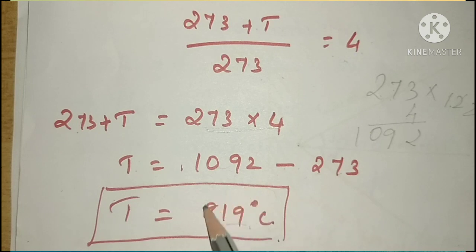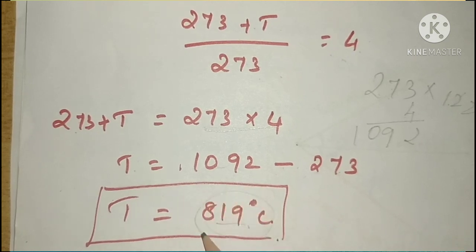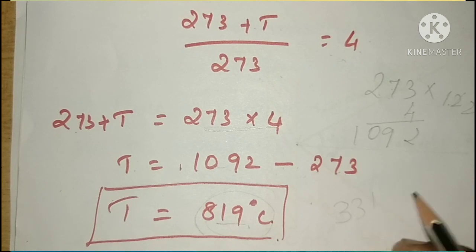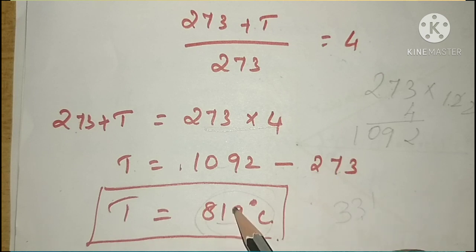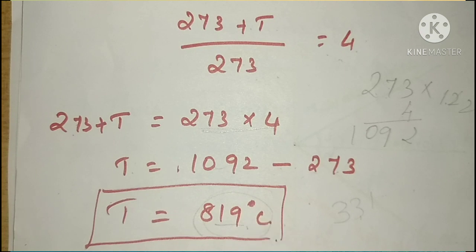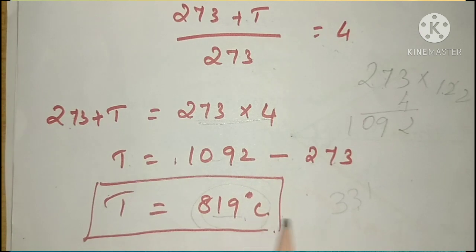So at what temperature will the velocity become double? At 819 degrees Celsius of temperature, the velocity will become double the velocity of sound at 0 degree Celsius. At 0 degree Celsius, the velocity of the sound is how much? 331 meter per second. This value will become double at what temperature? 819 degree Celsius. That is the answer. Please copy this down in your notebook.